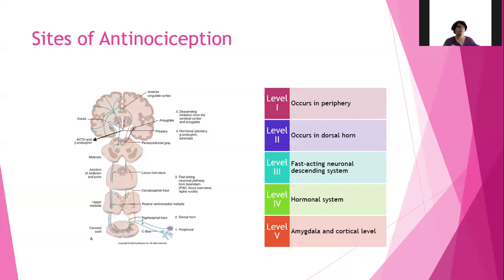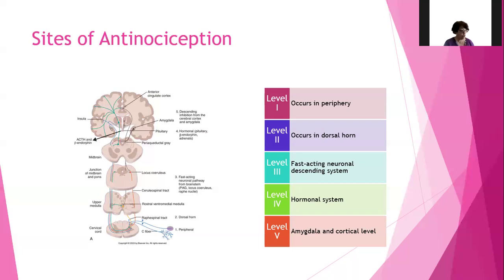So this is our 5-level theory of anti-nociception. Anti-nociception can happen at different sites. All of these are levels at which pain can be modified. The transmission of nociceptive information can be altered at several locations in the nervous system. The 5-level model includes the periphery.